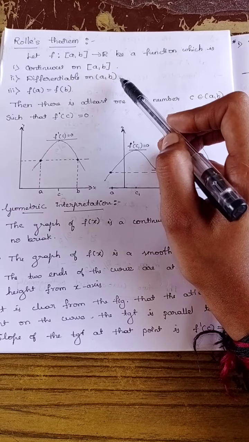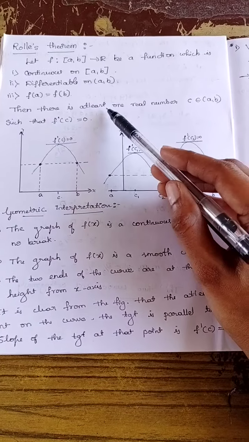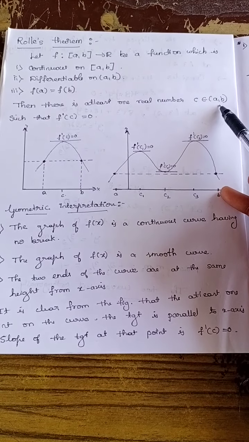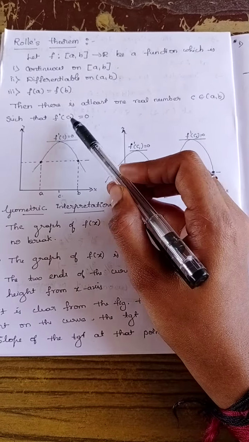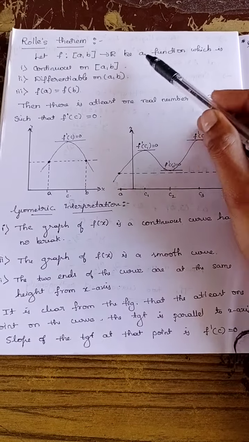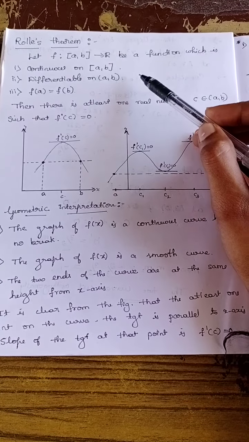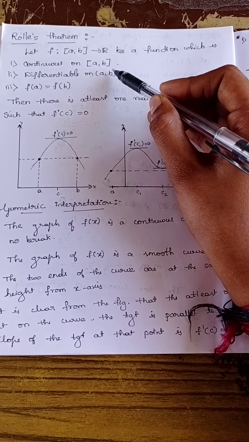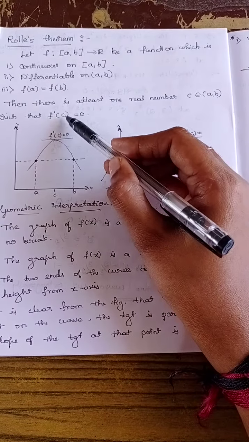If these three conditions hold, then there exists at least one real number c belonging to the open interval (a, b) such that f dash of c is equal to 0. That means if these three conditions hold, we can find any one number in the open interval (a, b) such that f dash of c is equal to 0.